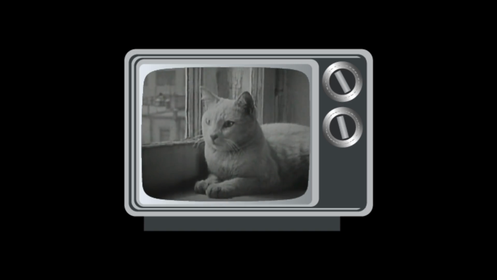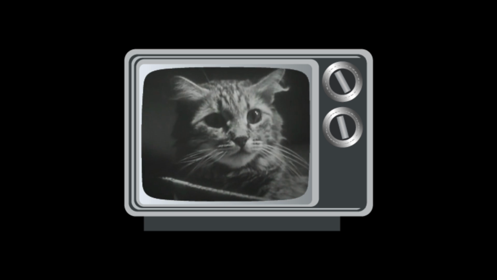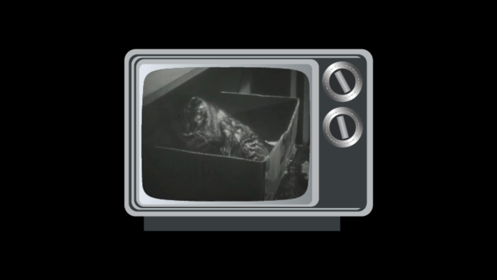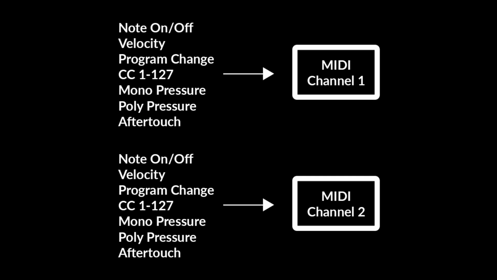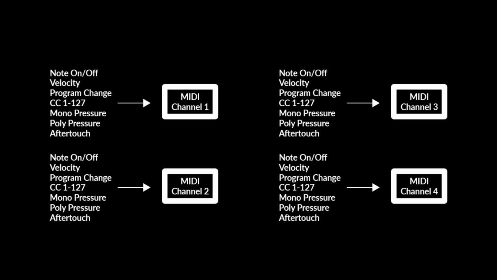MIDI channels are like TV channels. When you turn to channel 2, you don't see channel 3 or 4 or any other channels, you only see what's on channel 2. MIDI channels work the same way, allowing separate messages to be sent to different destinations within the same instrument. In this case, triggering specific drum modules with individual pads.